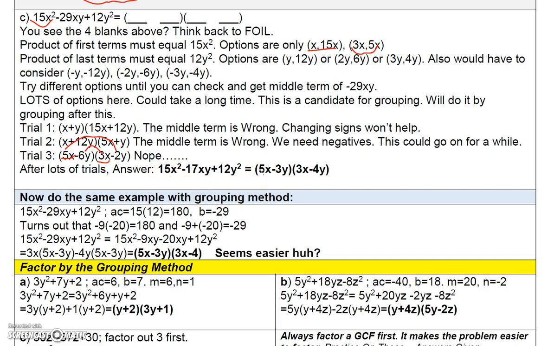I finally chose 5x and 3x for the first terms and minus 3y and minus 4y for the last terms. And then when you multiply the outer product, you get minus 20xy. And then the inner product is minus 9xy. And minus 20xy minus 9xy gives us minus 29xy. That's actually supposed to be 29. I had changed this problem earlier, and I guess I forgot to change it right there. But that's supposed to be minus 29 right there. Okay, so anyway, the factors are 5x minus 3y and 3x minus 4y.